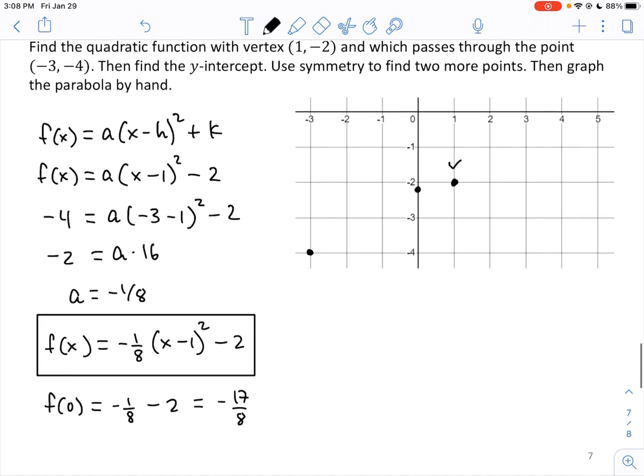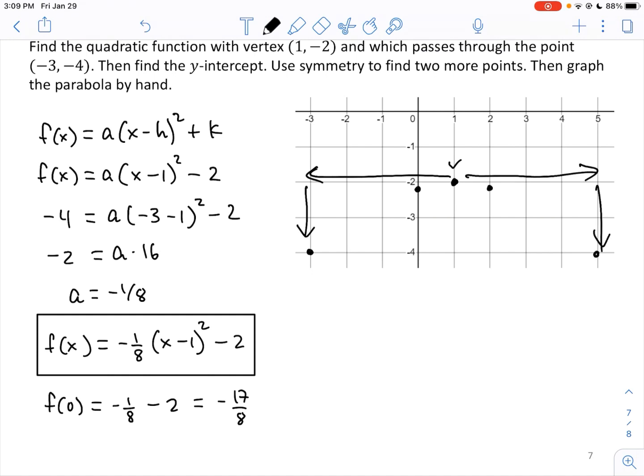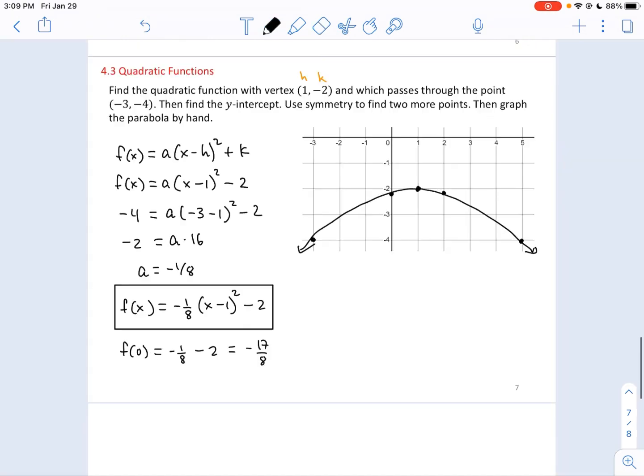Use symmetry to find 2 more points. Okay, so if I went from the vertex left 1 and then down 1/8, then do the same thing, right 1 and down 1/8. And you should have a mirror image right here. Same y-coordinate as the y-intercept, but the x-coordinate's 2. And then from vertex to the other point, this was left 4, down 2. Do the same thing, right 4, down 2. It should take you to a mirror image point right there. And now we're ready to graph our parabola. And this wraps up the lesson on quadratic functions.